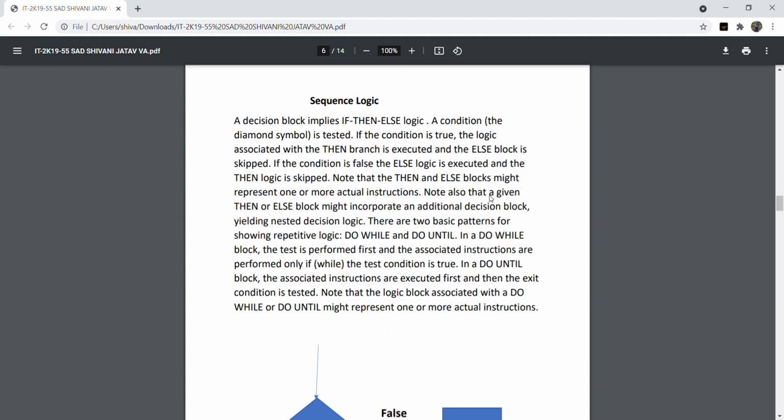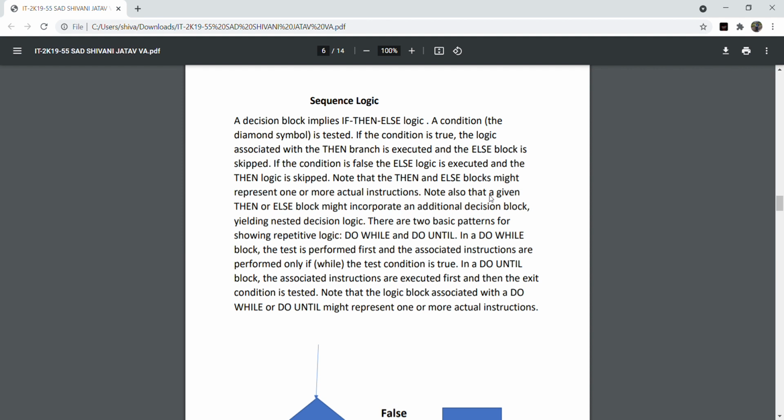A decision block implies if-then-else logic. A condition, the diamond symbol, is tested. If the condition is true, the logic associated with the then branch is executed and the else block is skipped. If the condition is false, the else logic is executed and then logic is skipped. Note that the then and else blocks might represent one or more actual instructions.